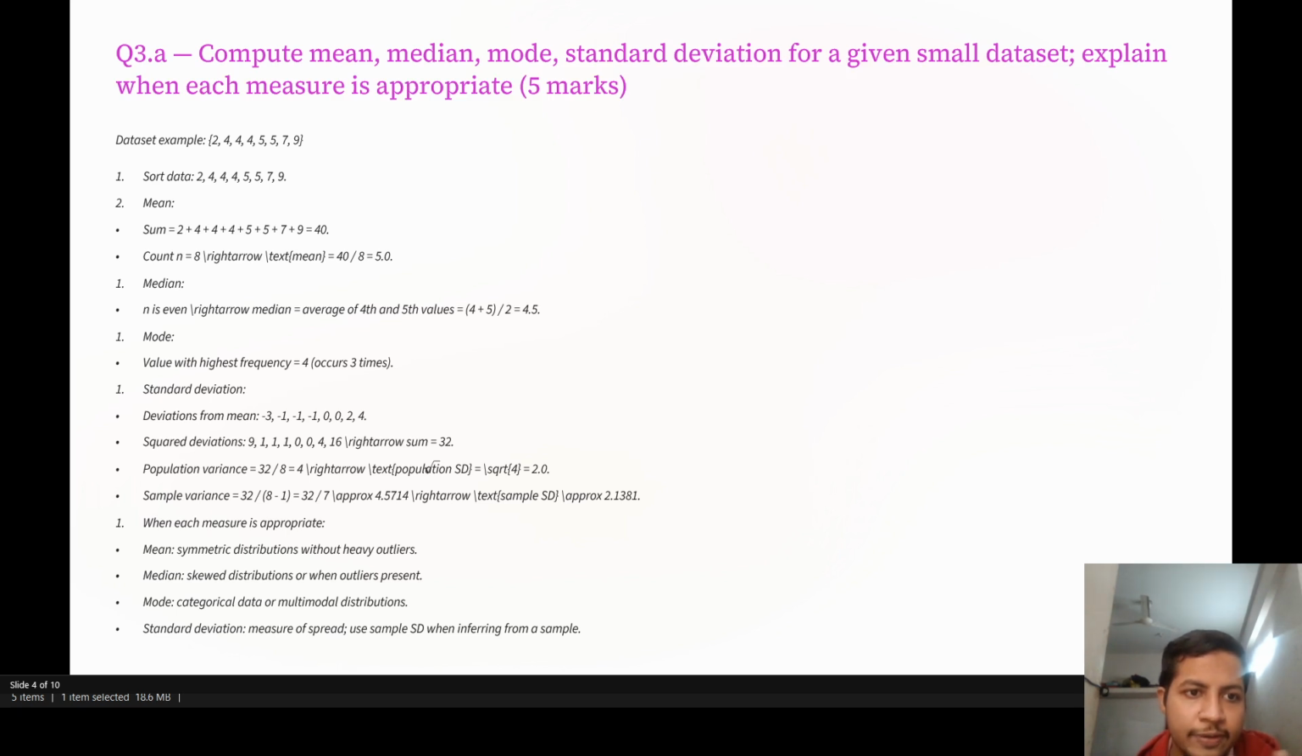If we sum all the values, it gives 40, and the number of values is 8 here. So we divide 40 by 8, which gives 5.0. So 5.0 is our mean here. Now talking about median.